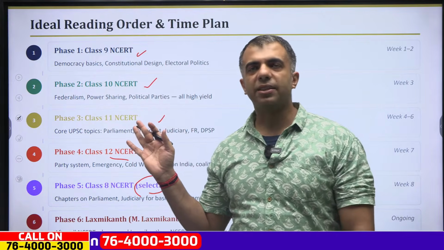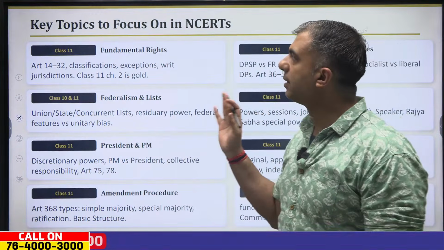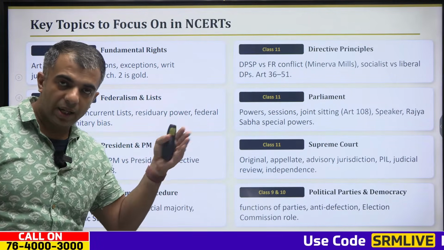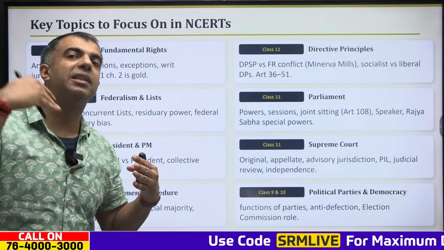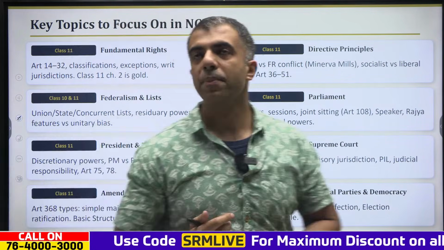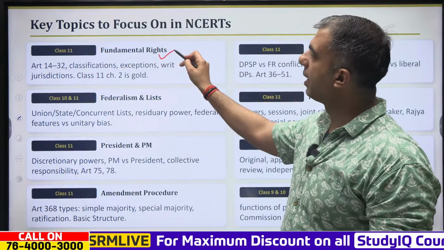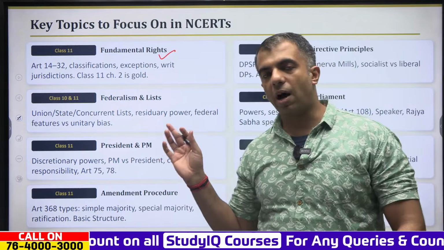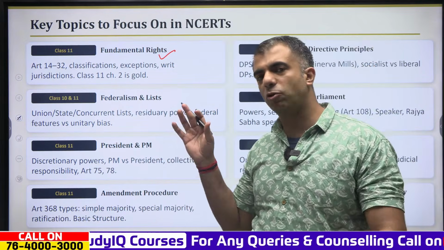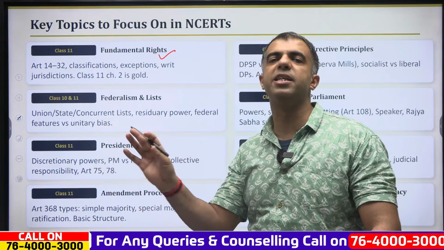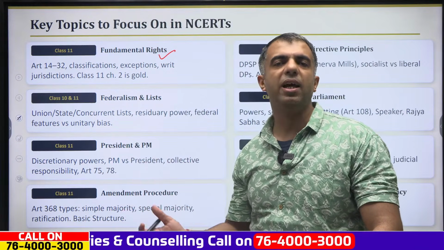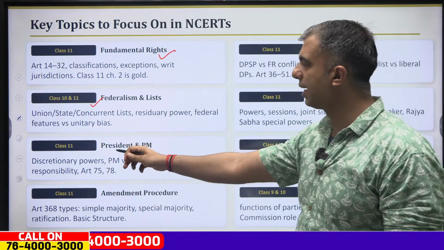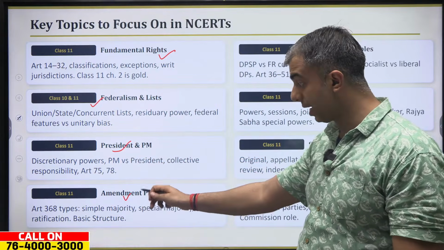Next, the key topics to be focused upon in NCERTs, because they have some link-ups and philosophical ideas related to the evolution also. In the class 11th NCERT, fundamental rights have been mentioned very nicely along with exceptions. And why does it become very important? Because they have taught this entire topic as if teaching a very naive and very young student. Class 10th and 11th, federalism and its lists. Class 11th, President and Prime Minister. Class 11th, again, the amendment procedure.